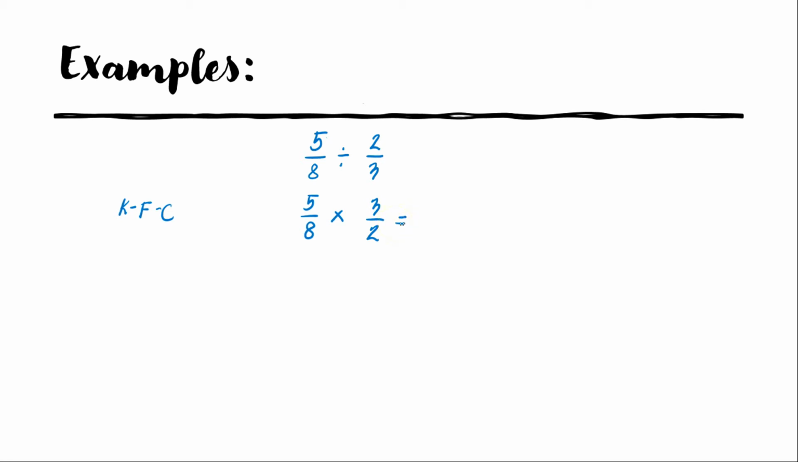So proceed na tayo sa pagmumultiply. Multiply the numerators, 5 times 3. That will give us 15. 8 times 2, that is 16. So i-check lang natin kung pwede pa siyang i-express into its lowest term. Kung wala na, that is already our answer. So dahil wala na siyang lowest term, therefore we can say that 5/8 divided by 2/3 is equal to 15 over 16.